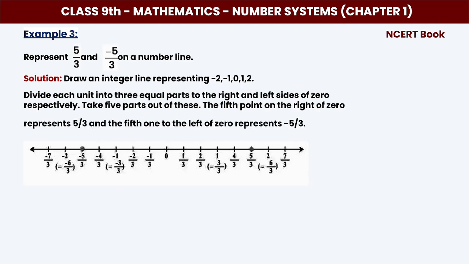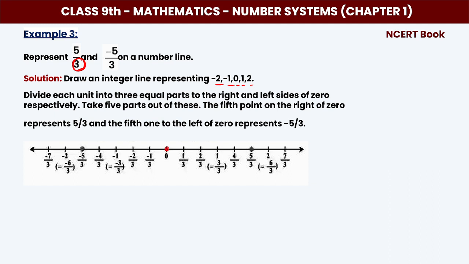Let's understand 5 by 3 and minus 5 by 3 on the number line. So draw an integer line representing minus 2, minus 1, 0, 1, 2. Divide each unit into 3 equal parts. What we are doing? 3 equal parts. Why are we dividing it into 3 equal parts? We have a 3 here in the denominator. Right? So that's why we divide it.